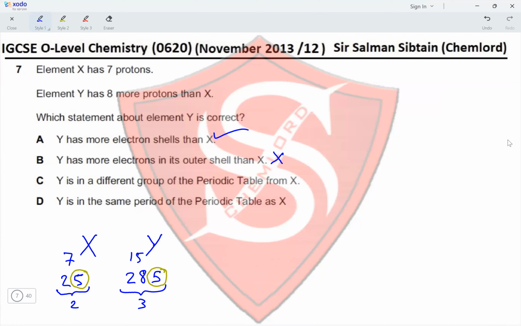C, Y is in a different group of the periodic table from X. No, since the outer electrons are the same, both of them belong to the same group, which is group 5. And Y is in the same period of the periodic table as X. No, because the number of shells are different. X belongs to period 2 and Y belongs to period 3 as given by the number of electron shells present. So this statement becomes incorrect as well. Therefore, option A is the correct option for this question.